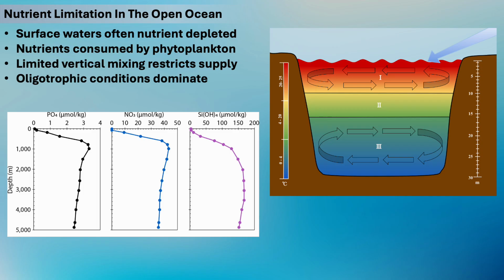Of course, these conditions are referred to as oligotrophic, meaning low in nutrients. We have talked about that before. The bottom line is that primary production remains limited because the necessary nutrients are not readily available, although sunlight is plentiful and very abundant.